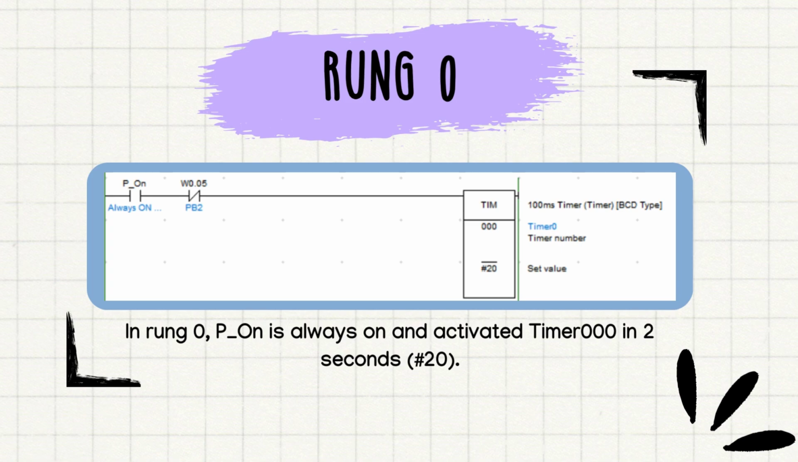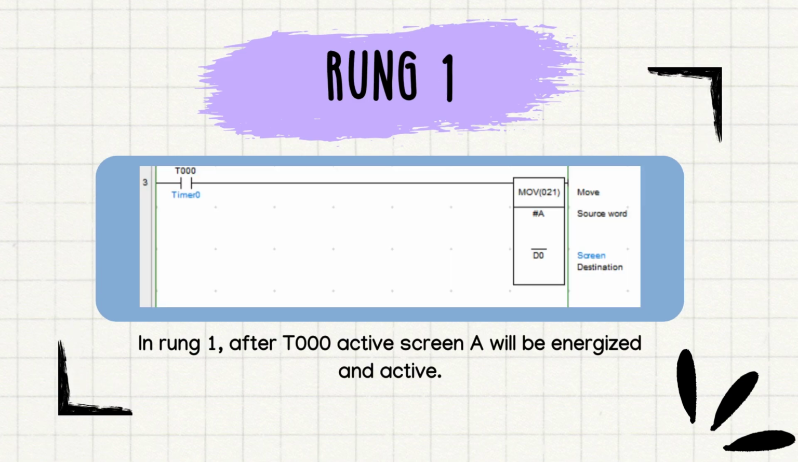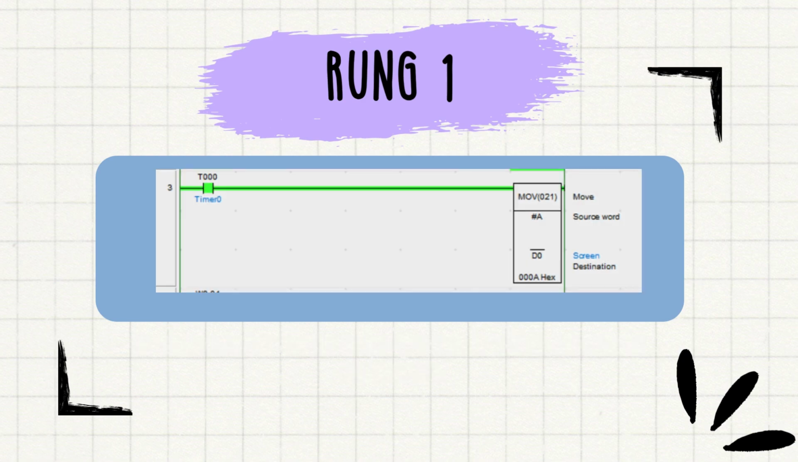In rung 0, P_On is always on and activates timer 000 for 2 seconds. In rung 1, after T00 is active, screen A or screen 10 will be energized and active. This is the connection after electricity can flow.